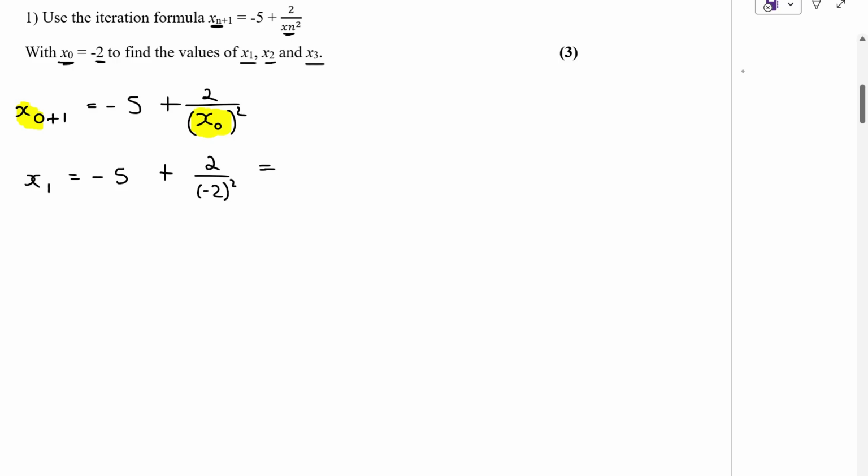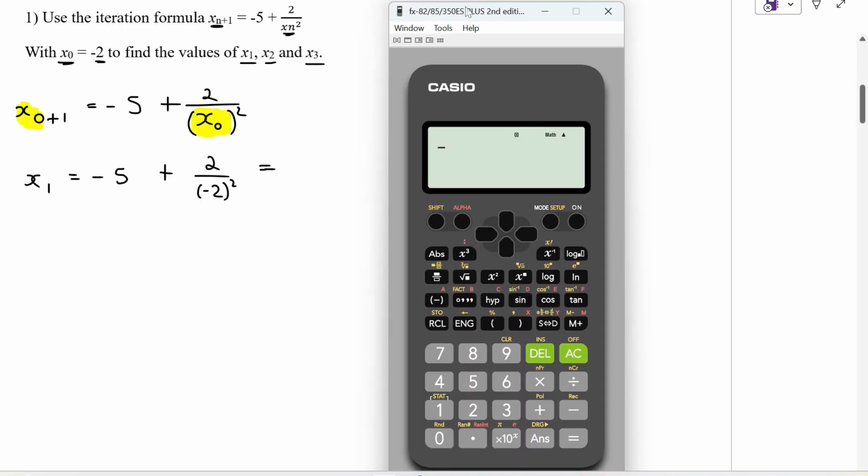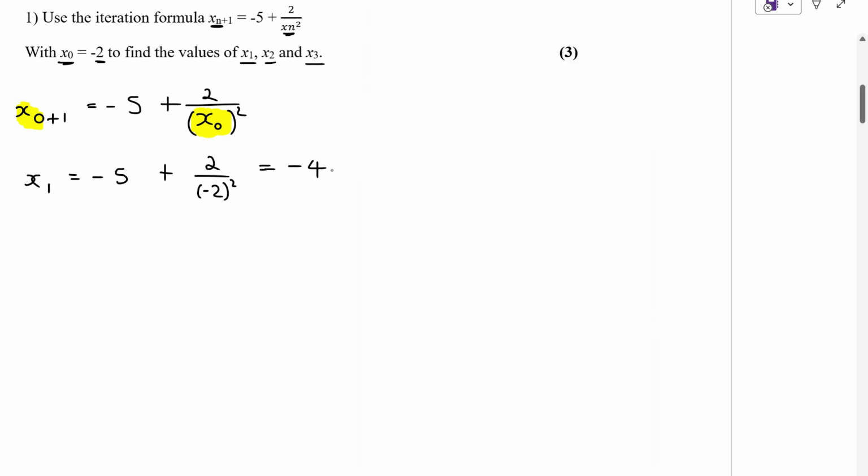Now for these questions, it is best to use our calculator because we are going to utilize the answer function to find out the remaining solutions. So with my calculator, I'm just going to write out everything that's on here. So x1 is minus 4.5.